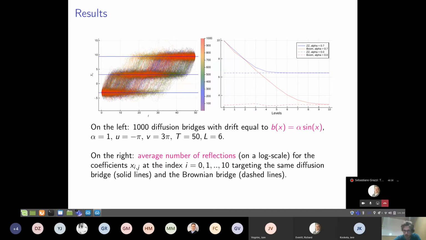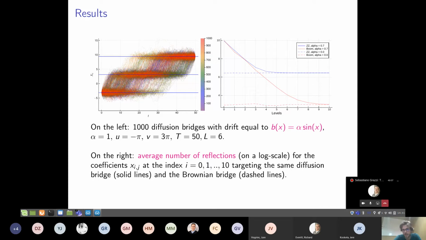Once we change measure, so now for the diffusion bridges, the story is a little bit different. Here both the Boomerang and the Zig-Zag have to reflect in order to target this measure. But the absolute continuity between the diffusion bridge and the Brownian bridge makes sure that basically not all the coefficients will substantially change from the reference measure.